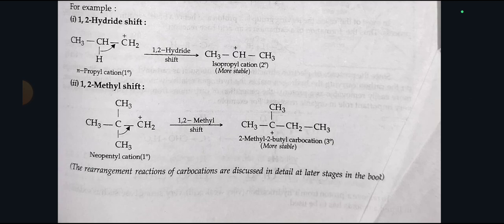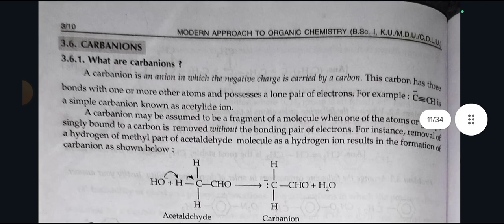Second, 1,2 methyl shift: (CH3)3CCH2+, neopentyl cation, 1 degree. In the presence of 1,2 methyl shift, it becomes CH3C+(CH3)CH2CH3, 2-methyl-2-butyl carbocation, 3 degree, more stable. The rearrangement reactions of carbocations are discussed in detail at an earlier stage in the book.